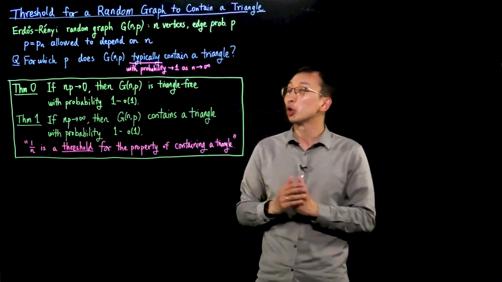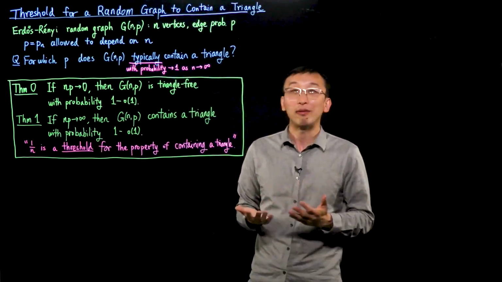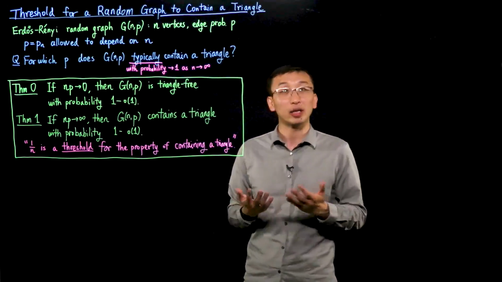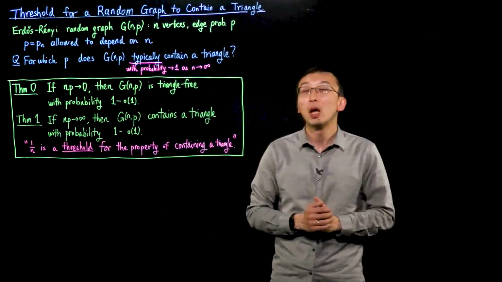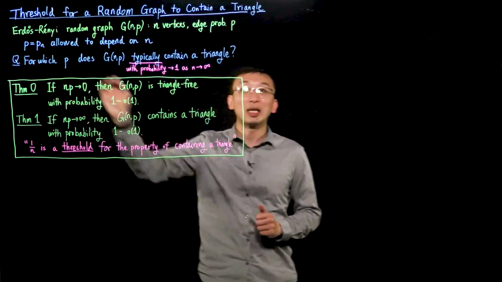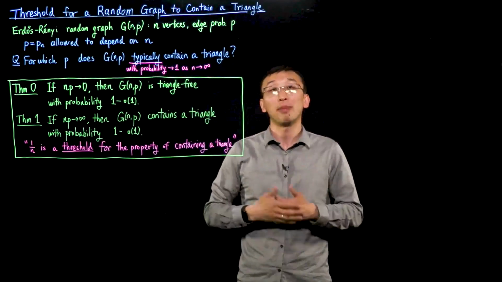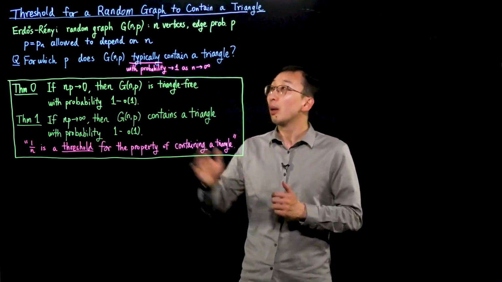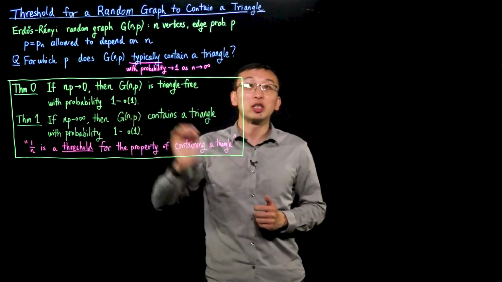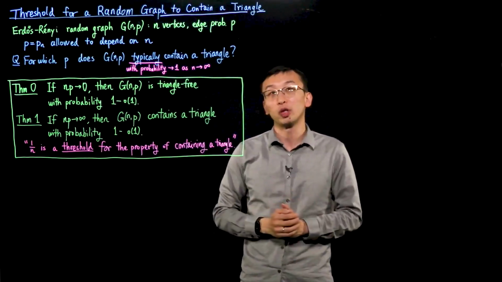And the property that we're going to look at in this video is the following. Does this random graph typically contain a triangle? In the rest of this video, we'll be looking at p as a function of n. So p is allowed to change depending on n. We'll denote this dependence by a subscript, but out of convenience, we'll drop the subscript for the rest of the video.